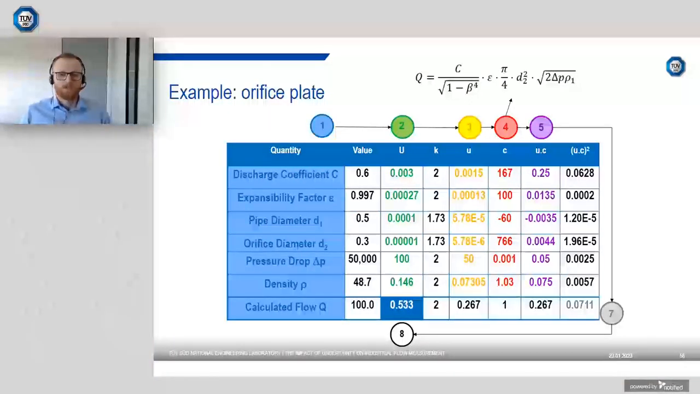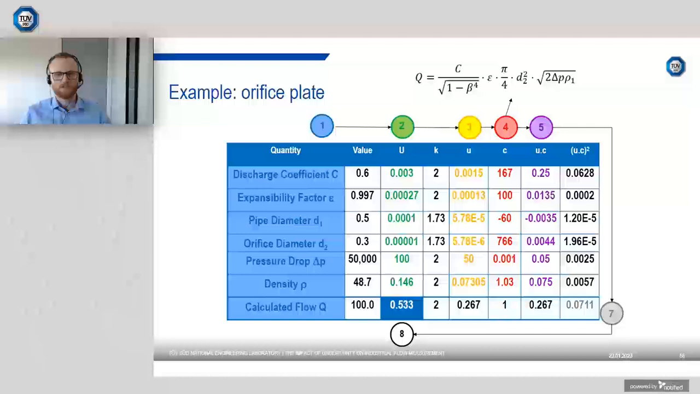The next stage is calculating the sensitivity coefficient, and as I said, this is how sensitive Q, the flow rate, is to, for example, a change in the discharge coefficient. So one option would be to partially differentiate the equation. So you could partially differentiate dQ by dC, and then you would subsequently enter all of the other values into the equation, and that would give you your sensitivity coefficient.